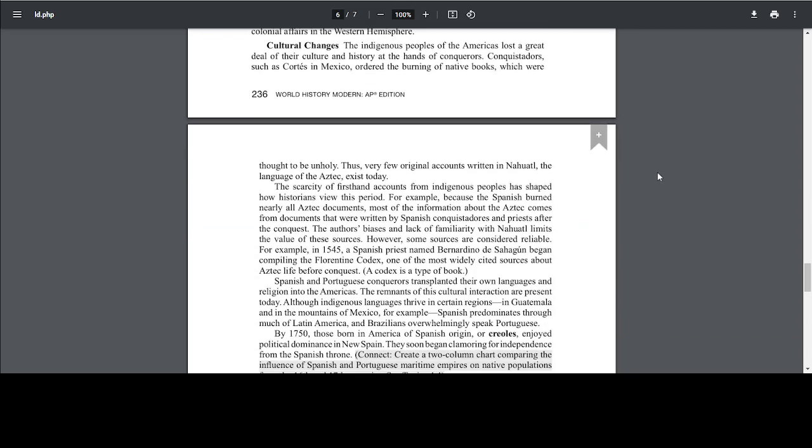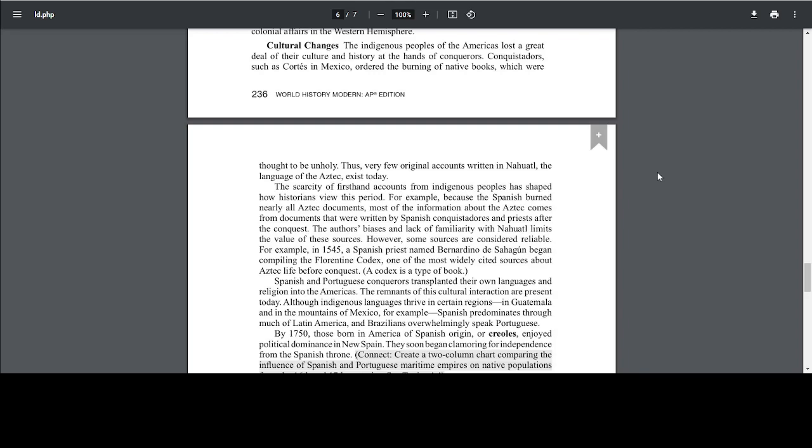Cultural changes. The indigenous peoples of the Americas lost a great deal of their culture and history at the hands of conquerors. Conquistadors, such as Cortes in Mexico, ordered the burning of native books, which were thought to be unholy. Thus, very few original accounts written in Nahuatl, the language of the Aztecs, exist today.